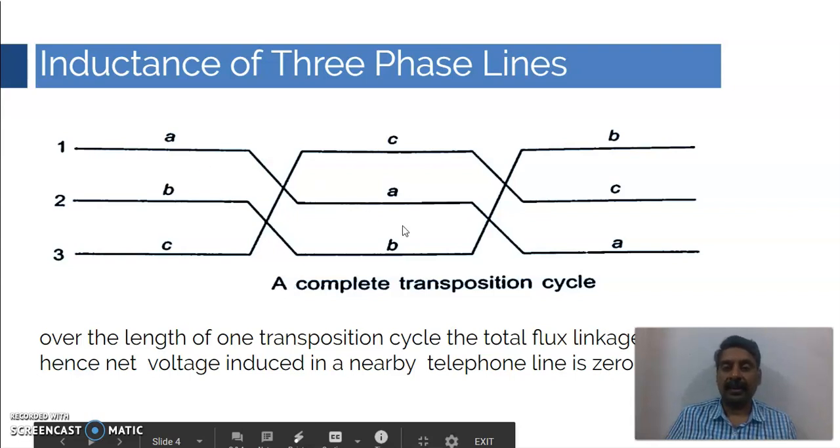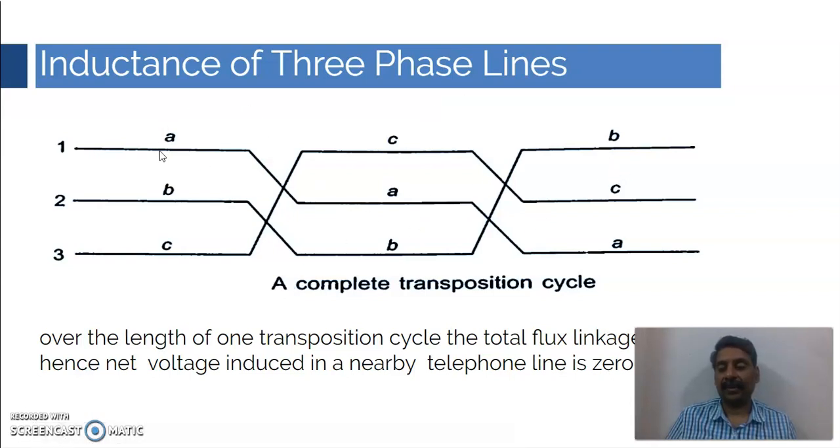Since there is interchange of these positions, if you take the average, the voltage induced because of these flux linkages in the neighboring telephone lines will become 0. Okay, so that is the advantage of using transposition. Okay, so how do we change the positions of these conductors, and where do we change them? Because if you look at your transmission towers, you cannot simply change the positions on the towers. If you try to do so, there may be some snapping across the conductors also.